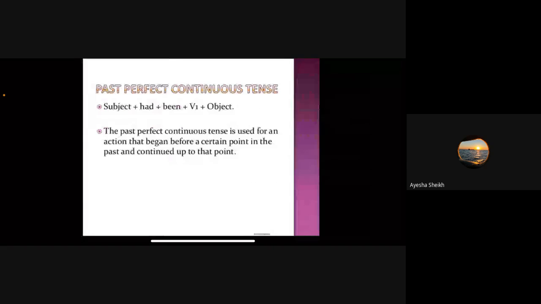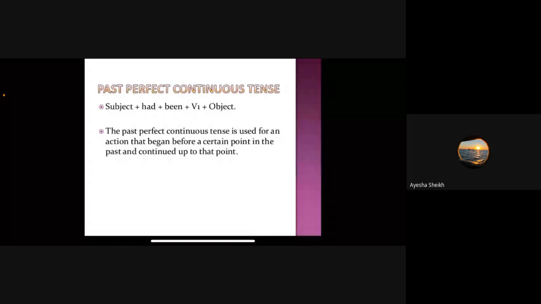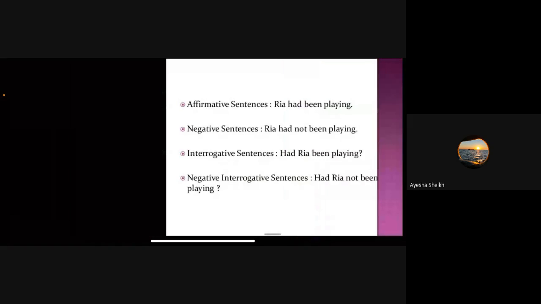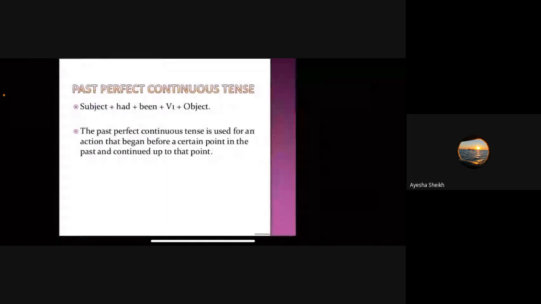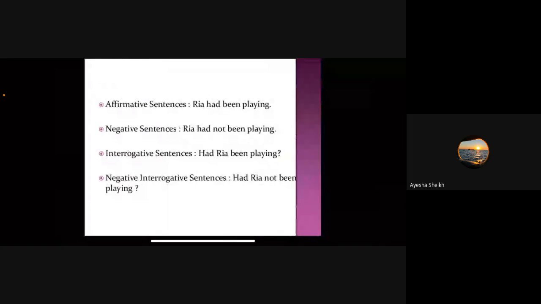See, in that you have to remember had been plus the first form of the verb. ing will come over there. ing they have not given, but ing will come. Had been plus ing. Yes, the sentences are correct. You can see had been plus ing is given everywhere.